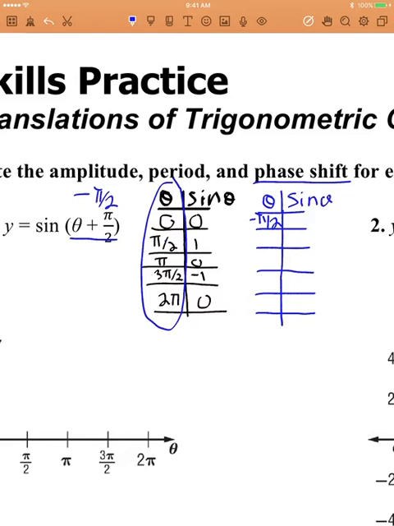Pi over 2 minus pi over 2, that's just going to give me 0. Pi minus pi over 2, that's just going to give me pi over 2. 3 pi over 2 minus pi over 2, that's just going to give me pi. And then 2 pi minus pi over 2, that's going to give me 3 pi over 2.